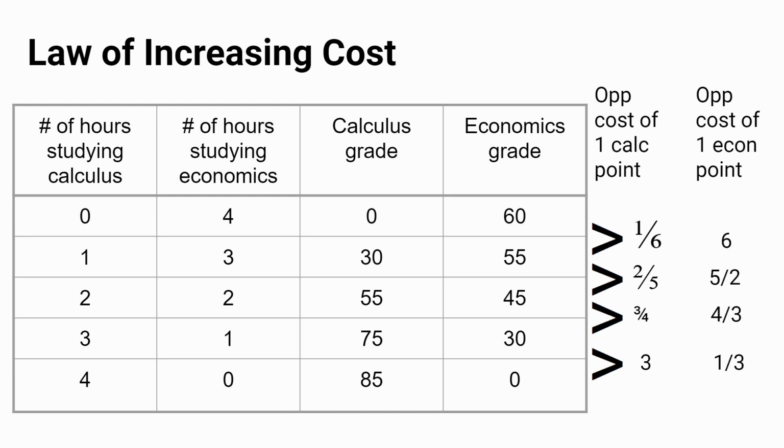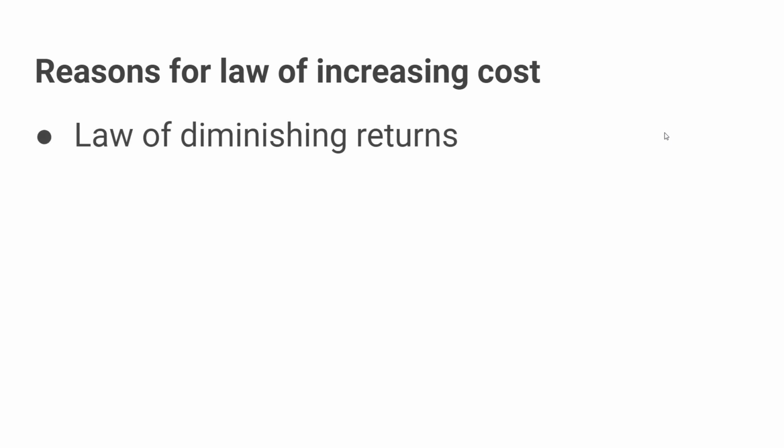One of the things that this illustrates is a phenomenon known as the law of increasing cost. The law of increasing cost states that when resources are fixed, or when resources are specialized, the opportunity cost of producing additional units of a good will rise as the level of production goes up. Let's talk about each of those reasons. The first one is the law of diminishing returns, that as you spent more time studying economics, the gain became smaller and smaller. That phenomenon, though, is very general.